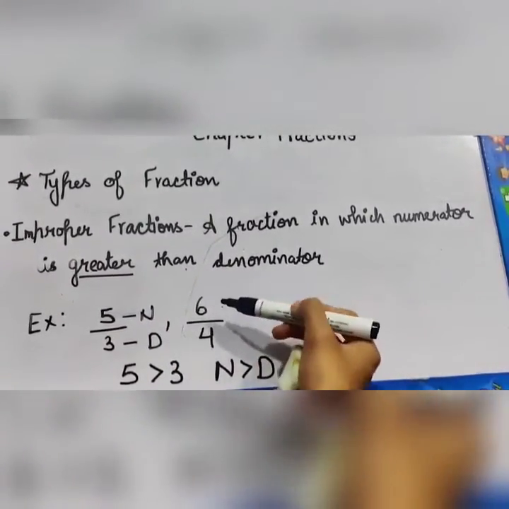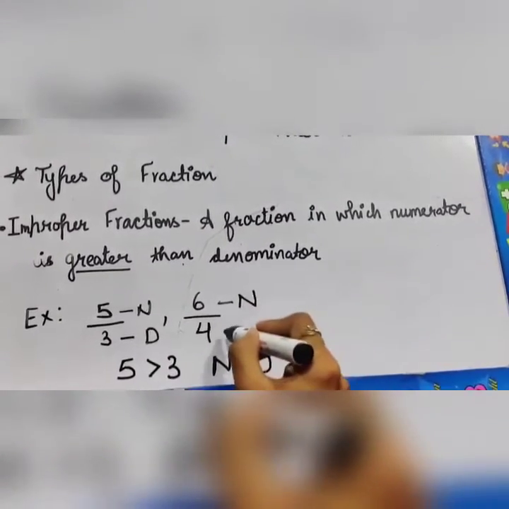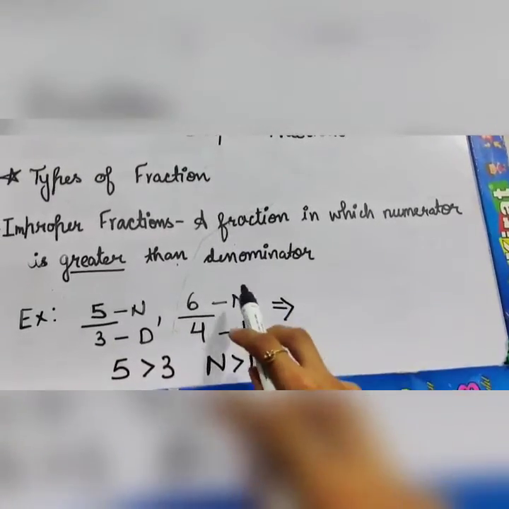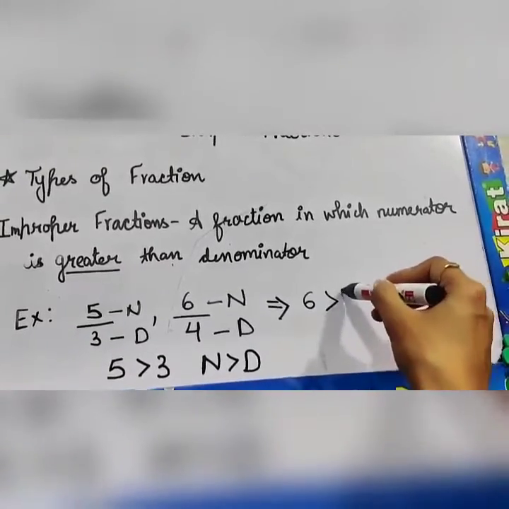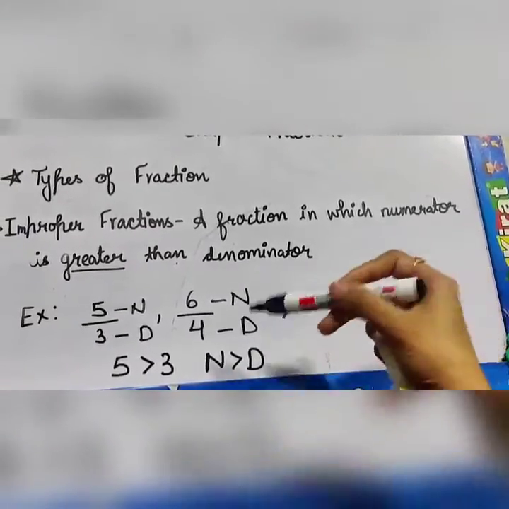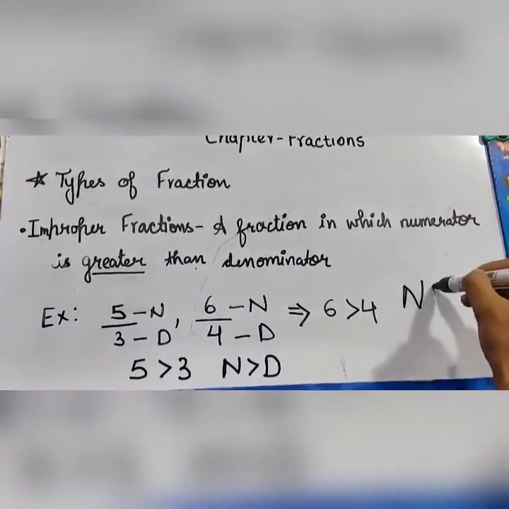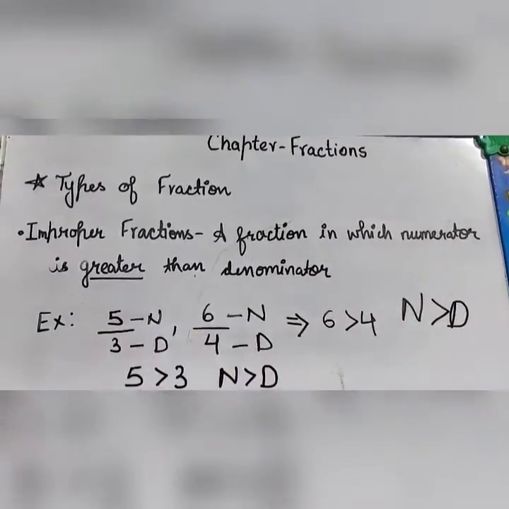In next example is 6 upon 4. 6 is the numerator and 4 is the denominator. So 6 is greater than 4. So this is also an improper fraction. So whenever numerator is greater than the denominator, then it is an improper fraction.